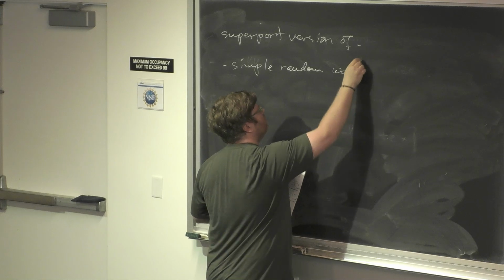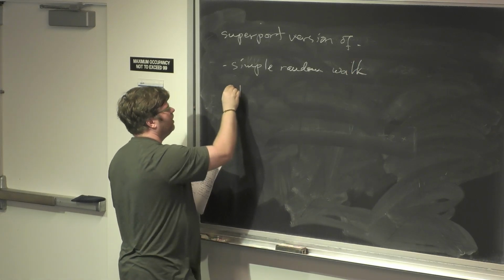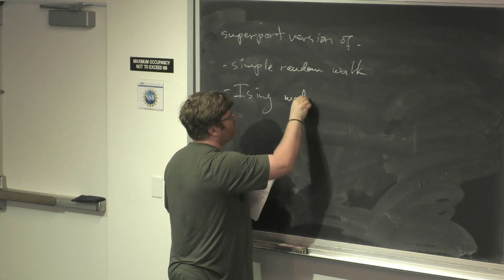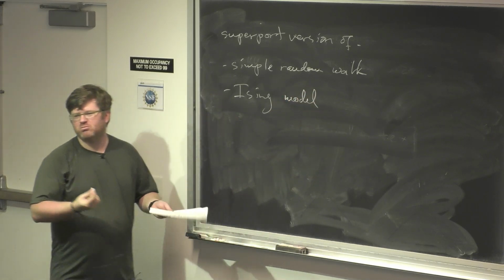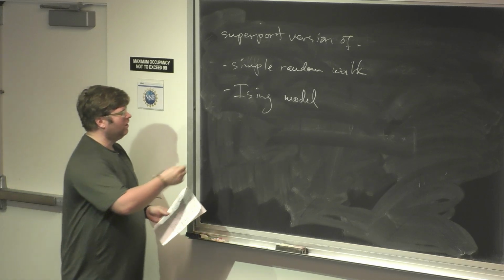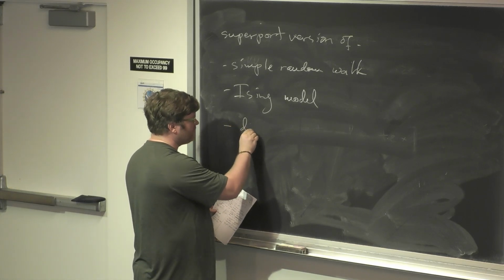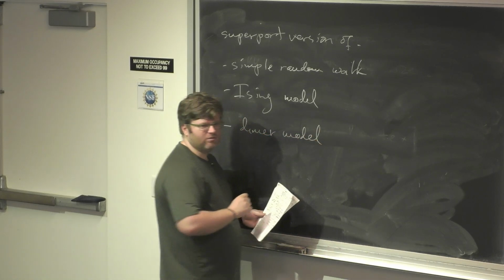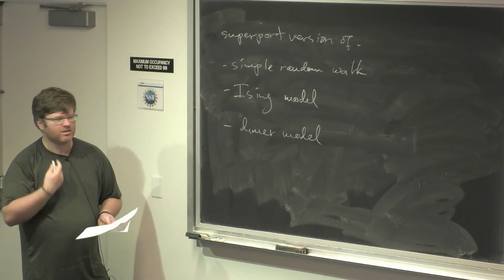You could ask about the Ising model. What is a superport version of the Ising model? Here it's actually possible to make some nice guesses what it might look like. Also, the dimer model. What is a superport version of the dimer model? Is there such a thing? It will be very interesting.